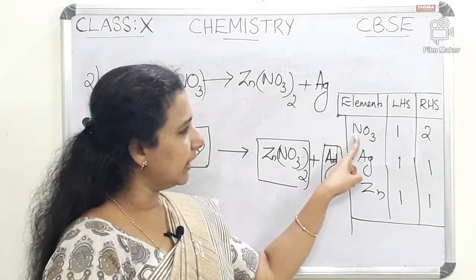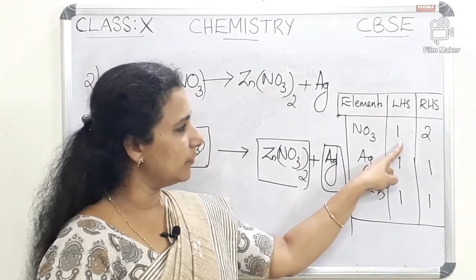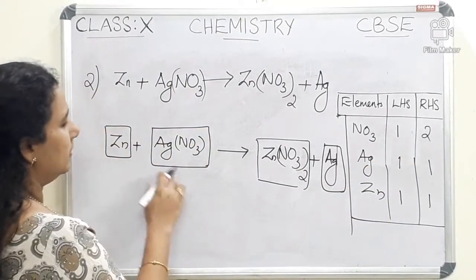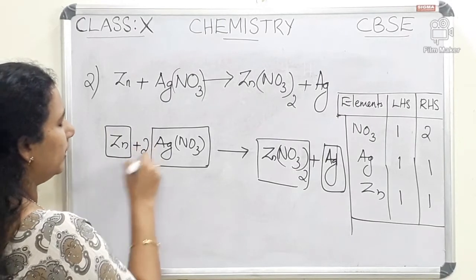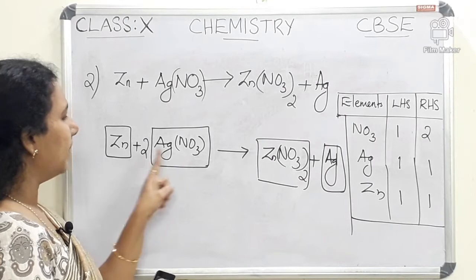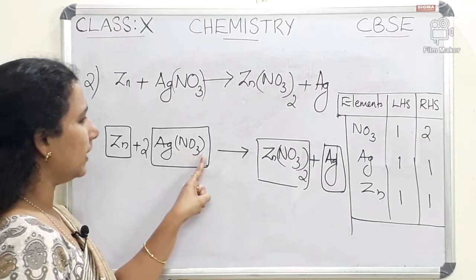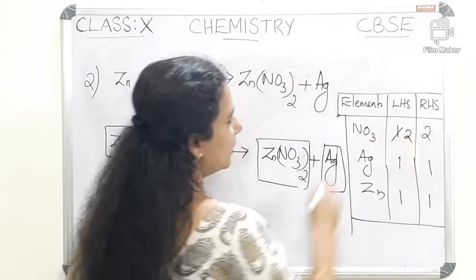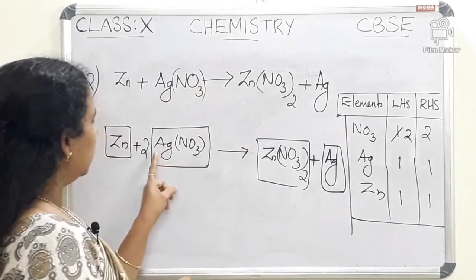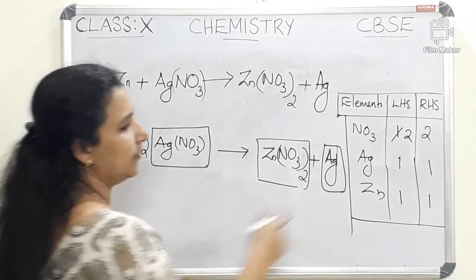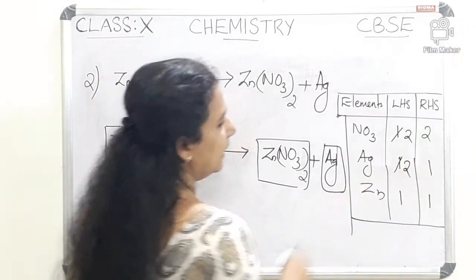So we need to balance polyatomic ion first. So here NO3 is 1 in LHS. So we have to change that 1 into 2. So in LHS we have to make 2 here, or we can add the coefficient 2 here. And this 2 is applicable to this Ag and NO3. Now NO3 is changed to 2. But there is a change in Ag also. That is Ag becomes 2. So Ag becomes 2 in the LHS.